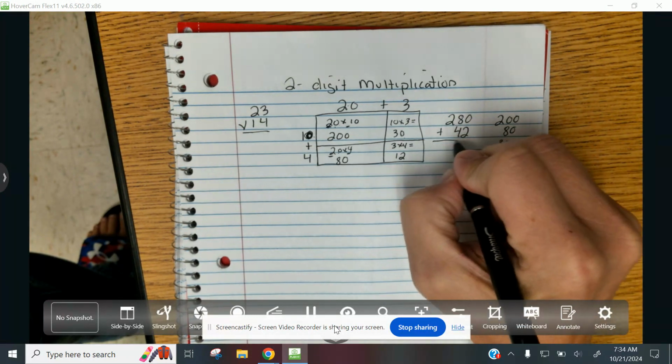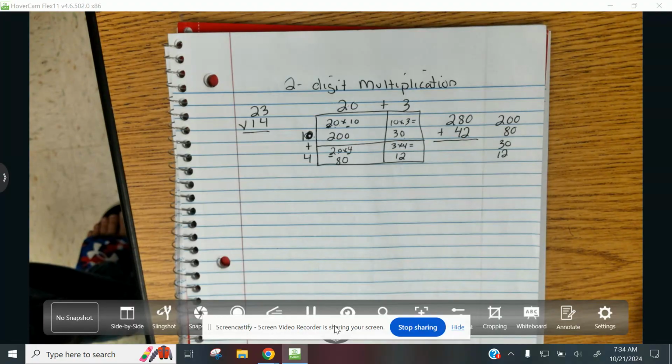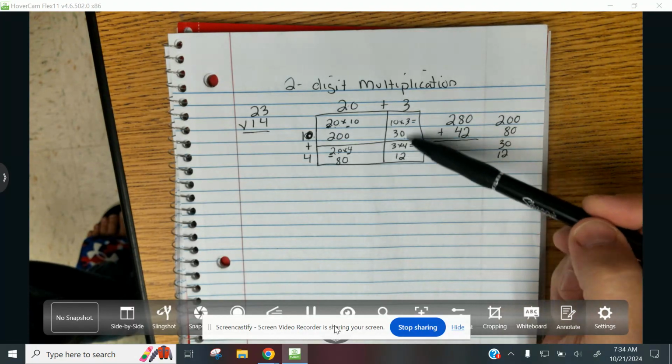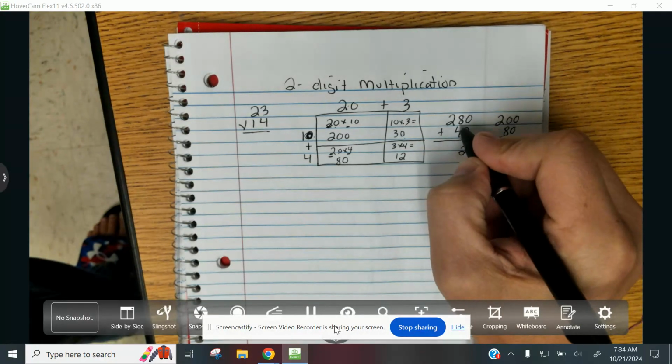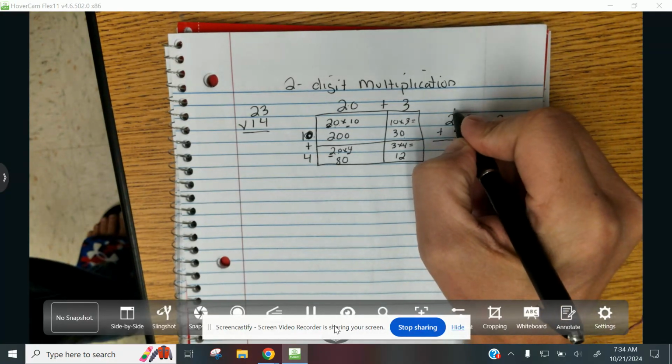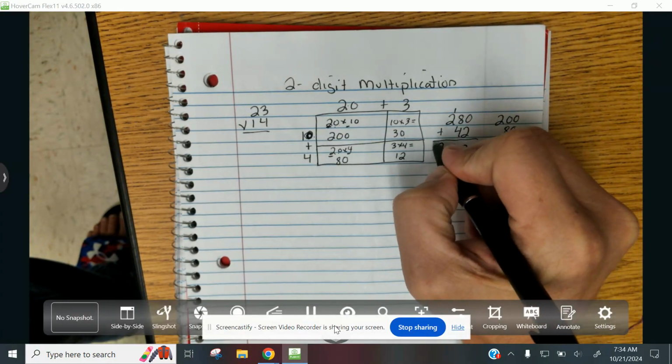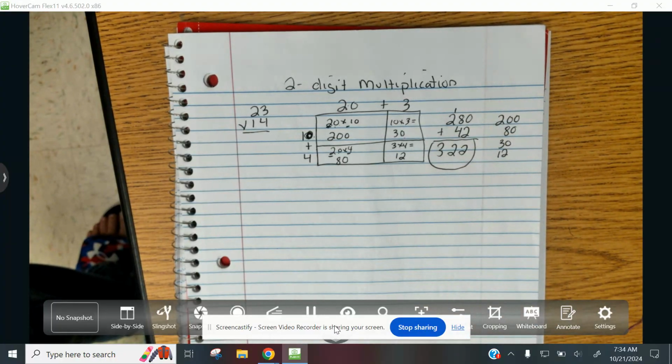It kind of depends on what you see and what you feel most comfortable with. Sometimes you're not going to be able to do this in your head because these numbers are going to be pretty big. Then you add it up. 0 plus 2 is 2. 8 plus 4 is 12, and then we regroup our 1. 2 plus 1 is 3, for an answer of 322.